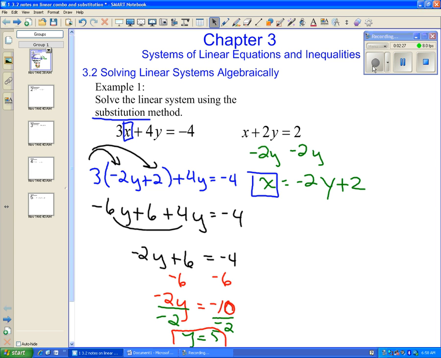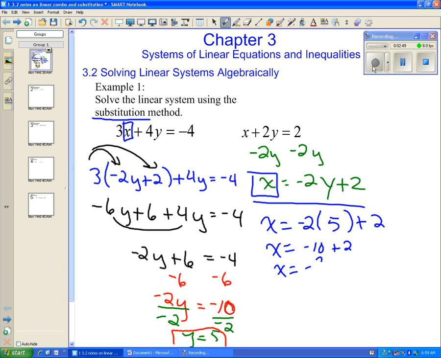But remember, we started with an x and a y, so I have to define x now. The nice thing is I have this equation up here where I can say that x is equal to negative 2 times, I know that y is 5, plus 2. So x is equal to negative 10 plus 2. So x is equal to negative 8. I have the two parts of my solution. I like to write the answer as a coordinate. Please write your answers as a coordinate. And I have (negative 8, 5) as my solution.